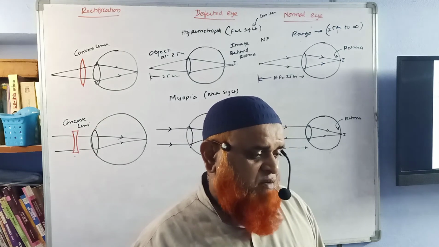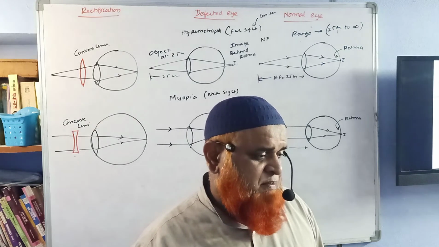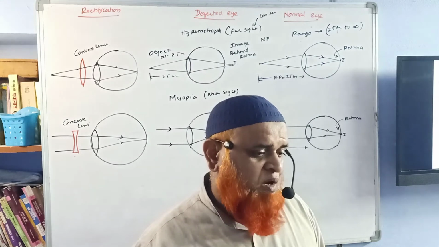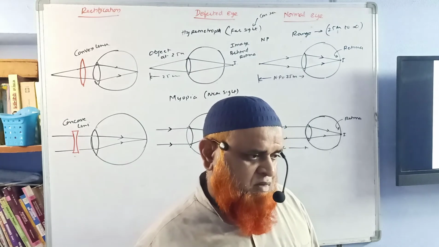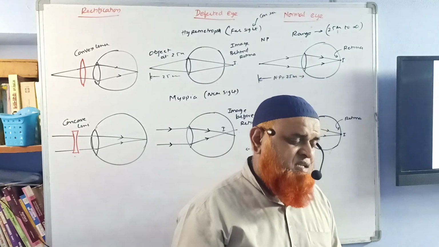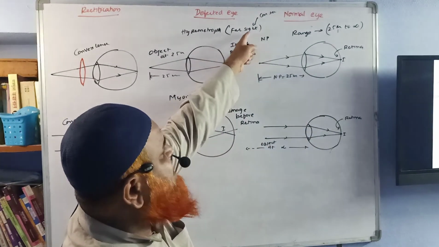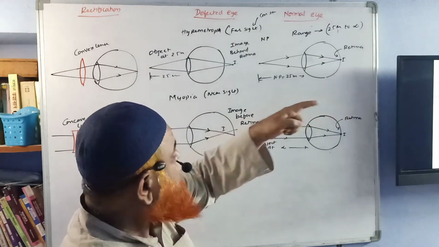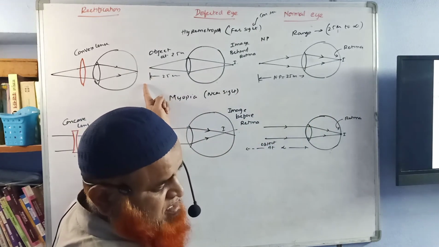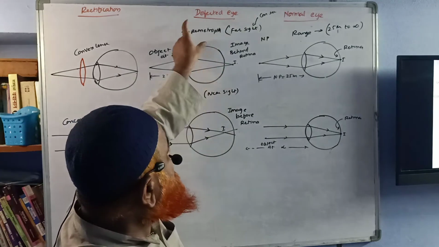Why are you wearing specs? I lost my normal sight, you can say. Sight means you can see. That is the meaning here. So far sight means you can see far objects, but cannot see near objects. The word hypermetropia is very large.